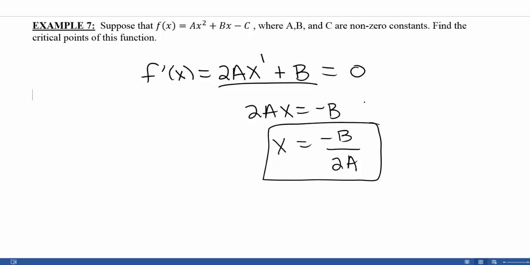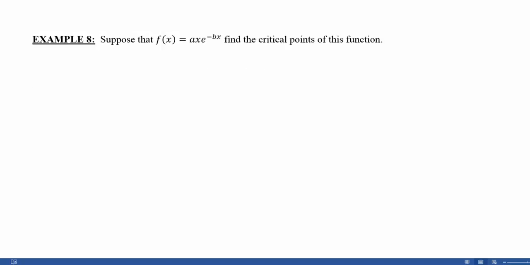points. What's really important, however, is that you remember what letter represents your independent variable. That's what you're going to be solving for. Everything else needs to go to the other side of the equation when we're solving for 0. Let's look at one more example.